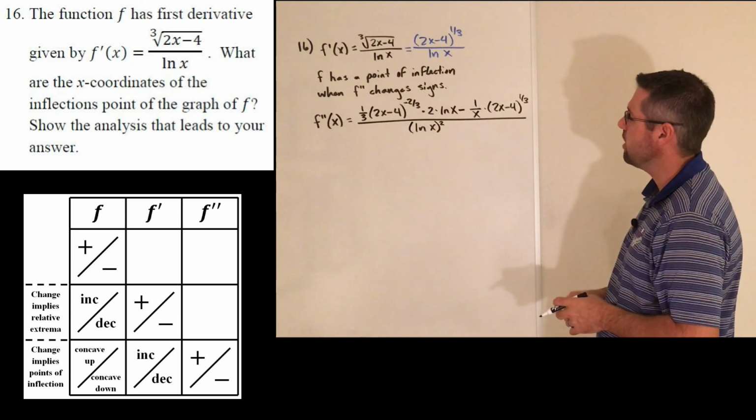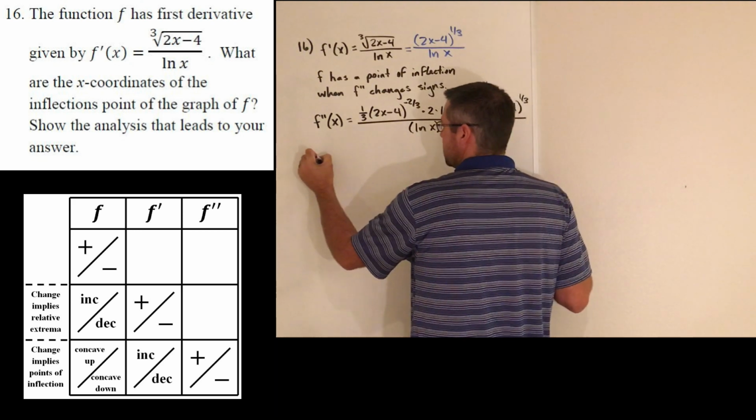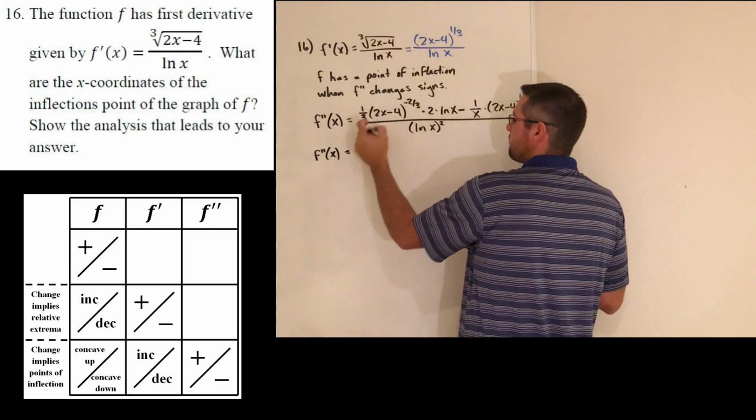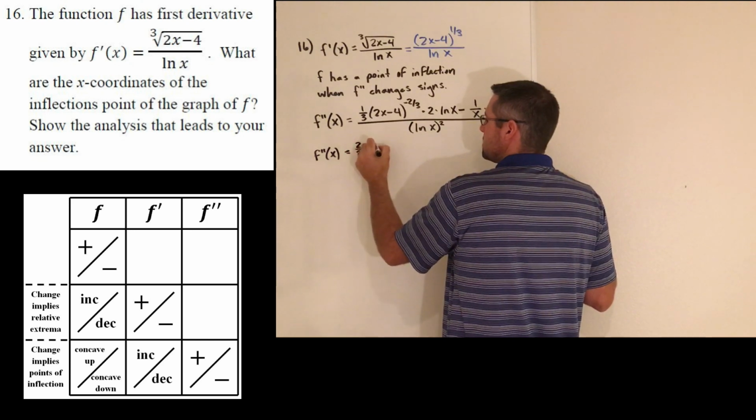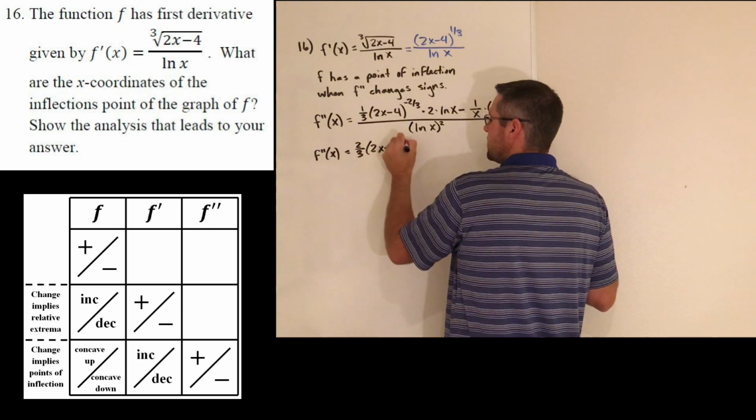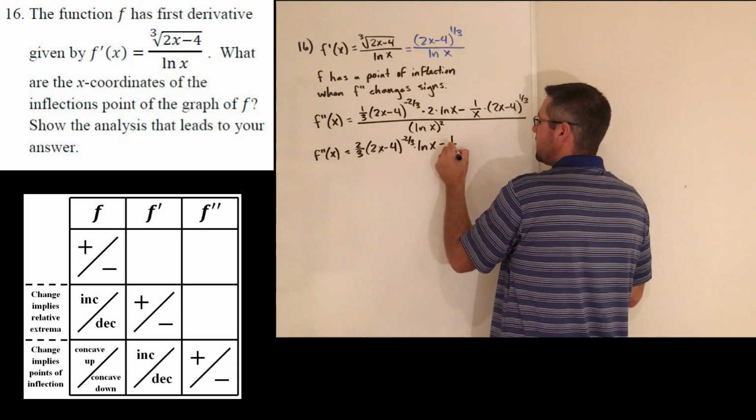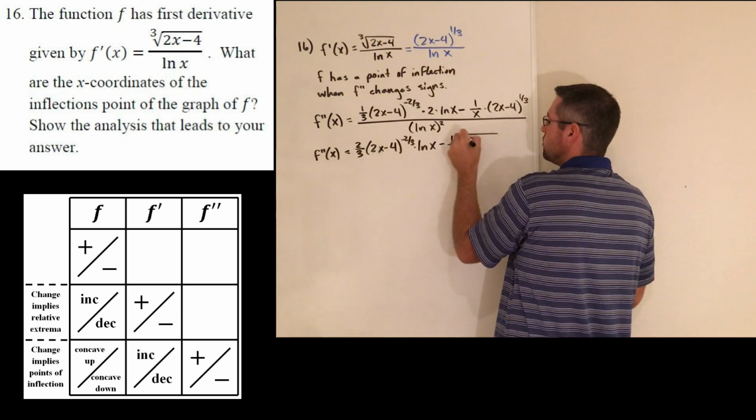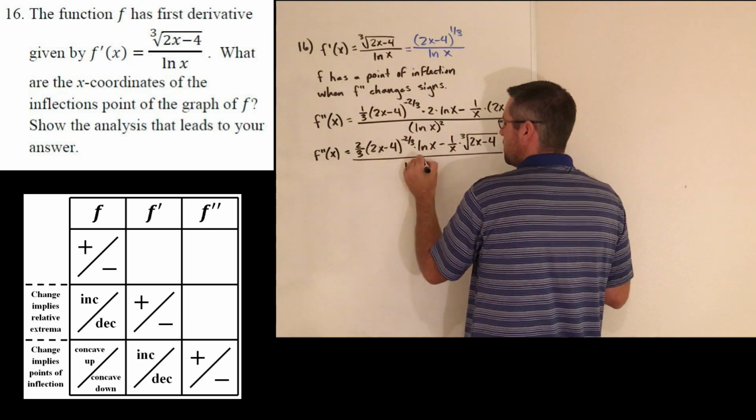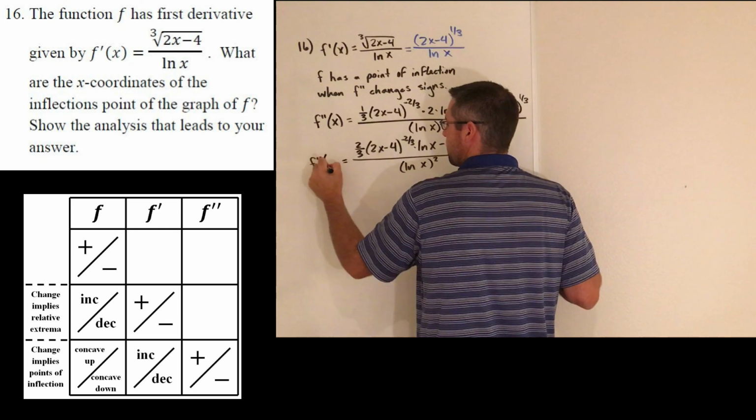Now I have to look for where the second derivative changes signs. Well, I'm gonna clean this up a little bit so I have something a little bit easier maybe to type into my calculator. I'm gonna move this 2 out front here, so I got 2/3 times 2x minus 4 raised to the negative 2/3 times natural log of x minus 1 over x times the cube root of 2x minus 4 all over natural log of x squared. So there's my second derivative.